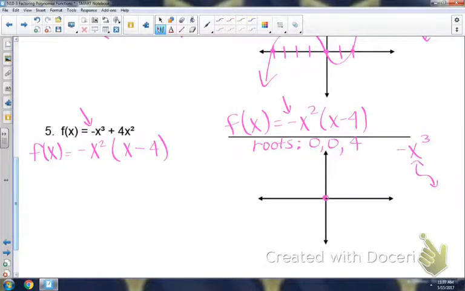Double root at 0 and a single root at 4. Now remember, double roots should curve like a parabola. So I need to be starting above because I'm decreasing from left to right. So as I get to the double root at 0, I curve it and then curve it back to get to your single root.